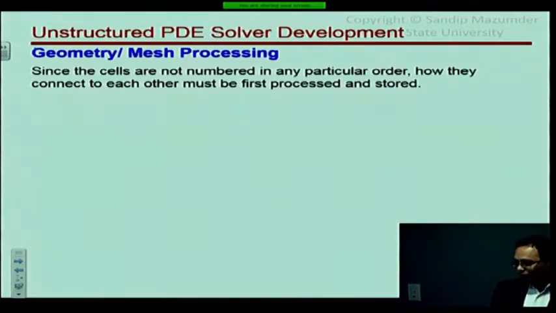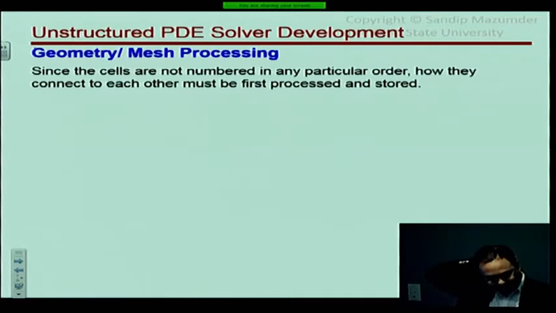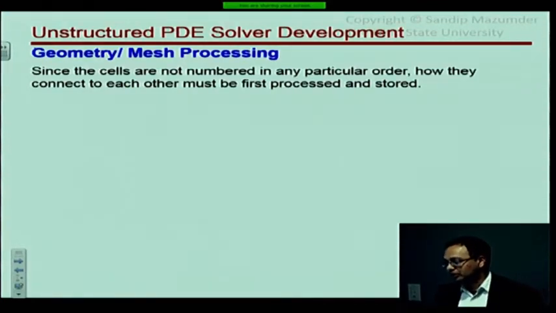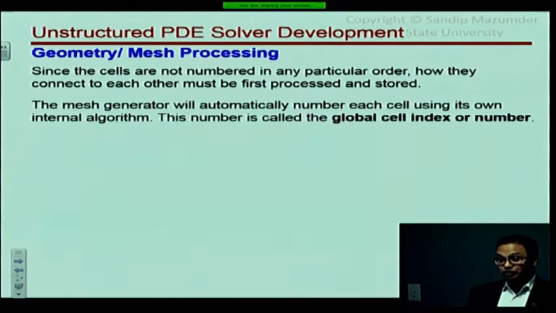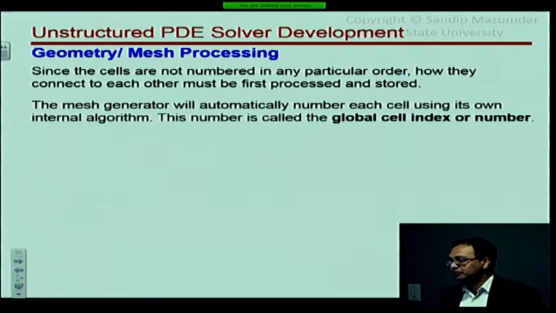So what do you have to do to develop an unstructured solver? Let's start with the very basics. The first thing is geometry and mesh processing. The cells are not numbered in any particular order, so the first thing you have to do is number them, and then know the relationship between the numbers. The mesh generator will automatically number each cell using its own internal algorithm.